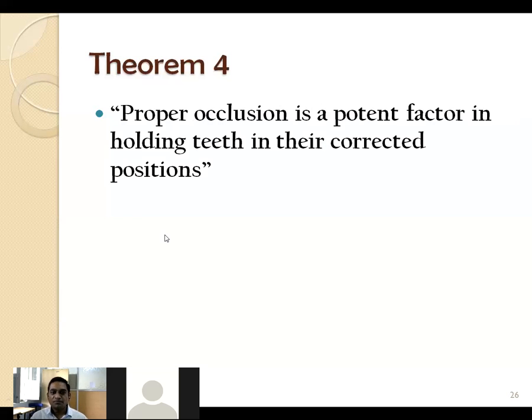Coming to the fourth theorem, proper occlusion is a potent factor in holding teeth in their corrected position. As I said, this theory says that proper occlusion should give proper retention. The occlusion has to be maintained. Here we have to see that centric relation and centric occlusion should be normal, the molar should be Class I, and there should be normal overjet and overbite.